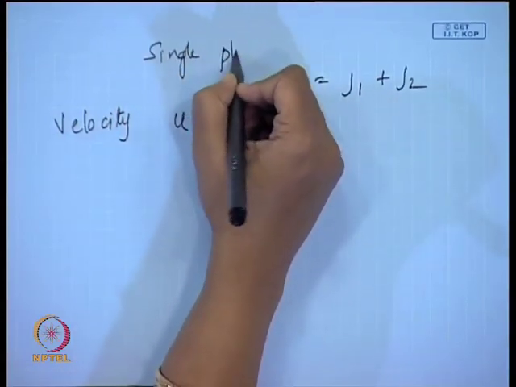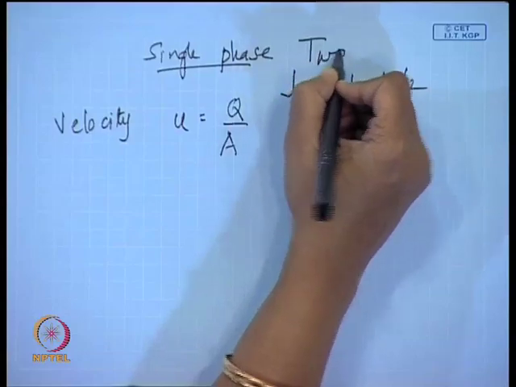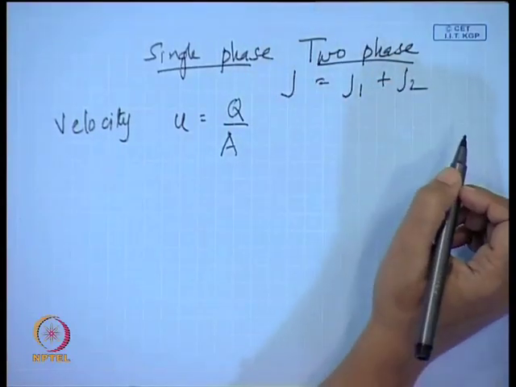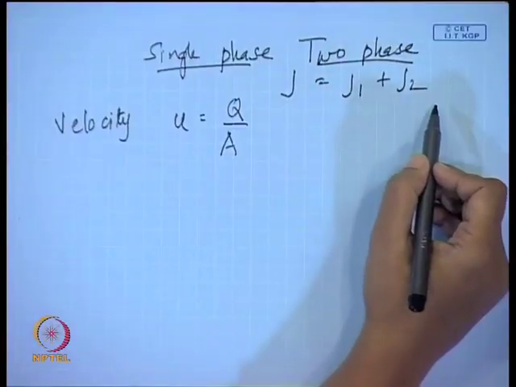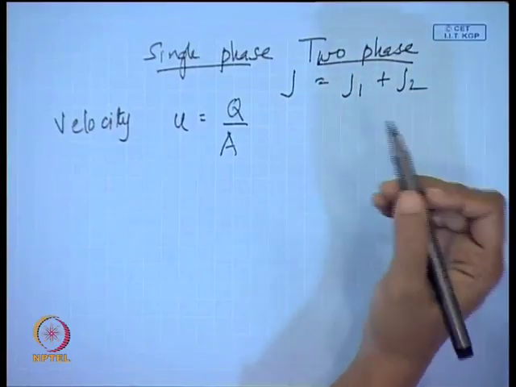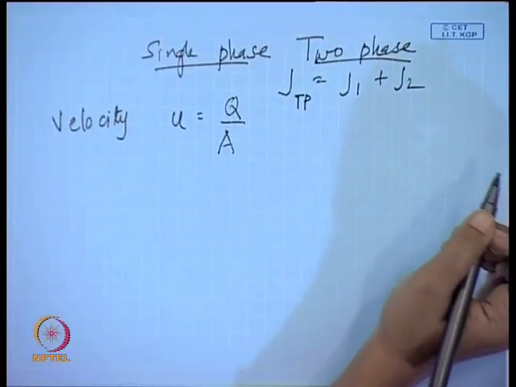What about two phase? Whatever I am teaching for two phase is going to apply for three phase or other situations as well, only the number of properties will be more. Here it was J equals J1 plus J2, they will be having J1 plus J2 plus J3. Instead of one interface, you will be having two interfaces, maybe. Very sorry, it is JTP, very true.